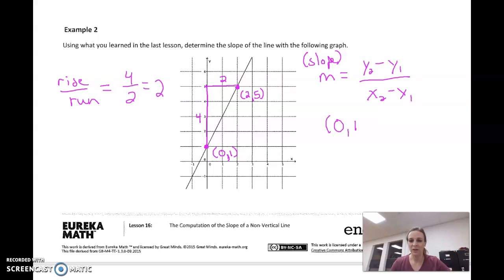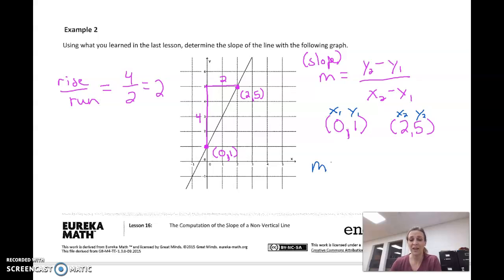We have our two pairs, right? 0, 1 and 2, 5. Now remember, this is x coordinate, this is y coordinate, this is x coordinate, this is y coordinate. What you do is you identify one of the points to be your first point. Let's take the first one. So I'm going to say this is x sub 1, y sub 1. I'm just identifying that as the first point. Then we have x, y over here. Again, it's going to be an x coordinate, y coordinate, but I'm going to say this is my second point, x sub 2, y sub 2.